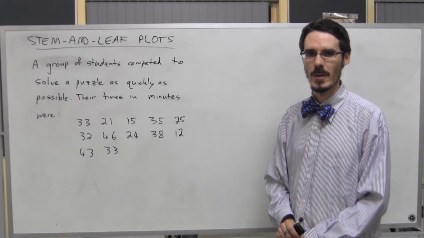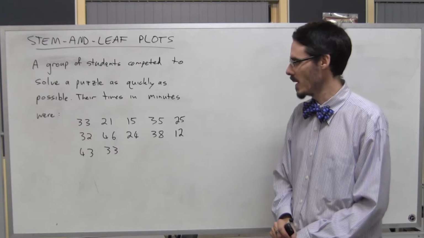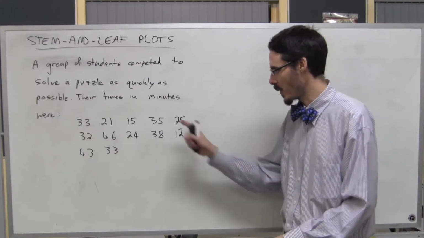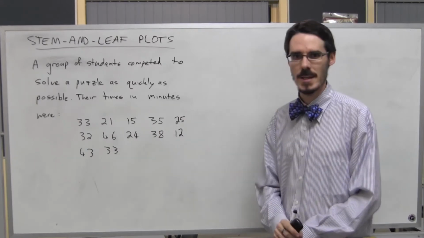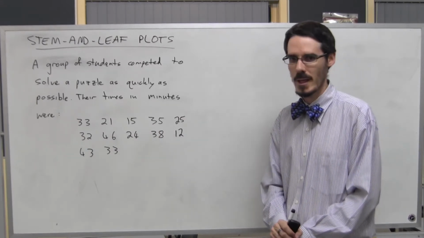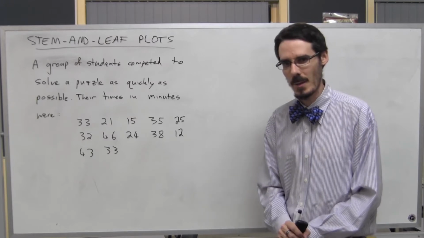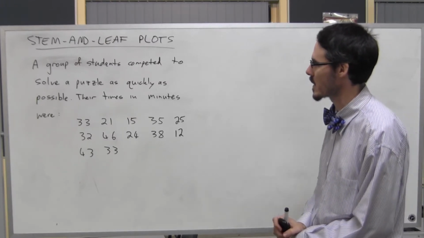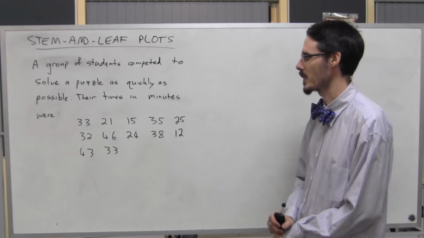Drawing a stem and leaf plot is quite easy. You decide what the stems and leaves are, you sort the data points according to their stems, and then you sort each row of leaves. Let me show you. A group of students competed to solve a puzzle as quickly as possible.